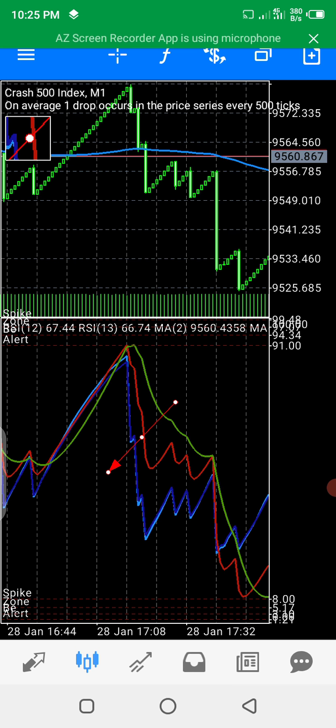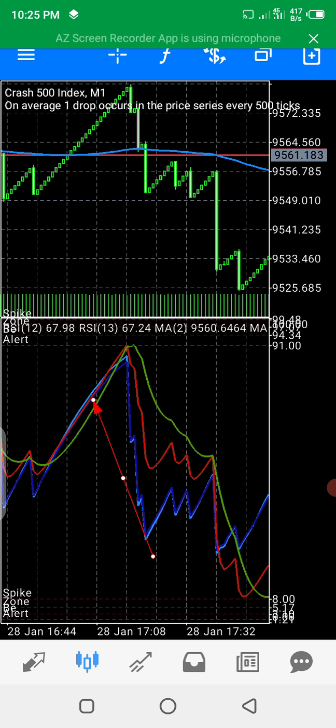So for now, guys, we're trading on crash, whether it's crash 500 or crash 1000. The conditions, they are one and the same. So for crash, we know that if it's an uptrend, we are buying crash, and if it's a downtrend, what are we supposed to do? We are catching the spikes. So our major concern is not to buy crash, but rather to catch the spikes.